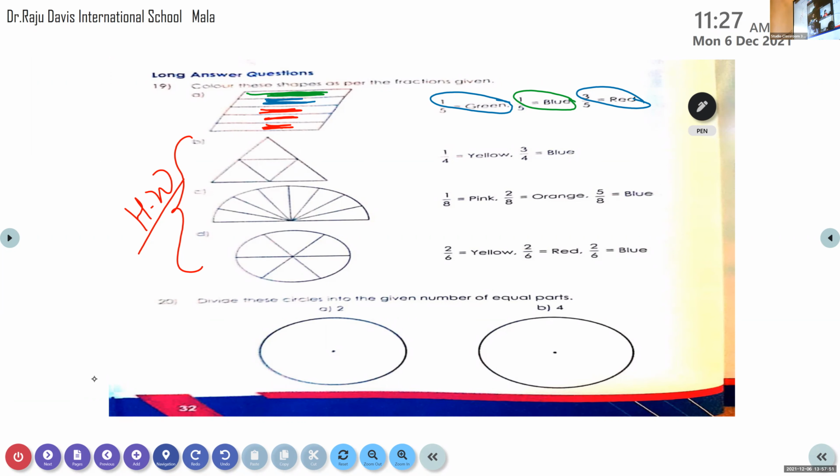Okay, now we are moving to the next one. Question number 22. Divide the circles into the given number of equal parts. The first circle has to be divided into how many parts? 2 parts. It is given to divide the circle into 2 parts. So either you can draw a horizontal line or a vertical line. I am drawing a vertical line over here. No need of doing any shading and all. You have to just divide into 2 parts. That's all you have to do.